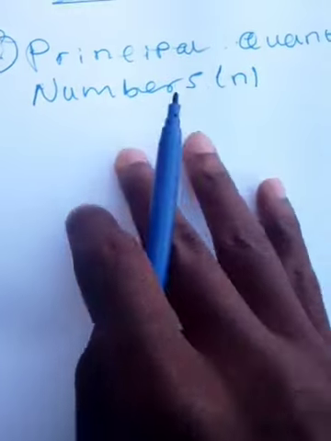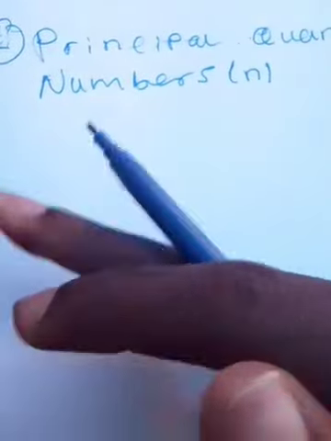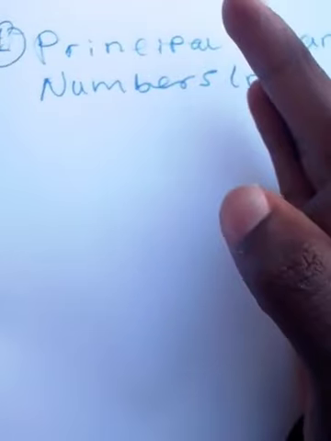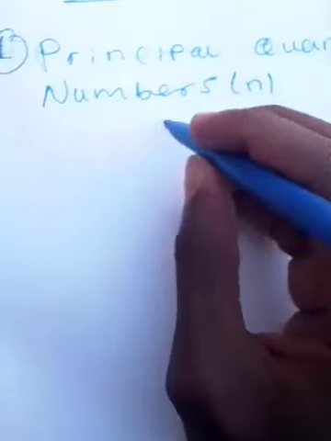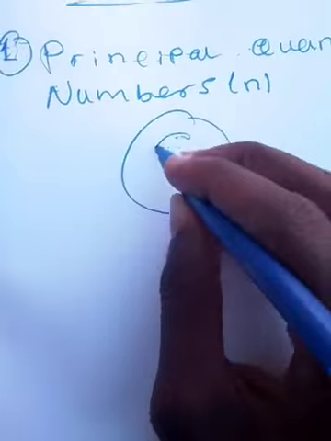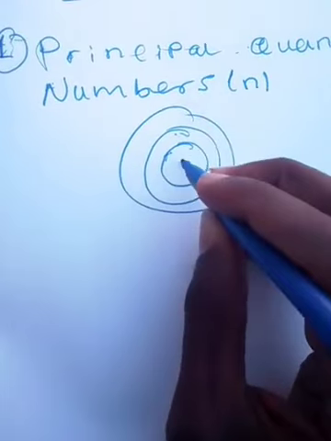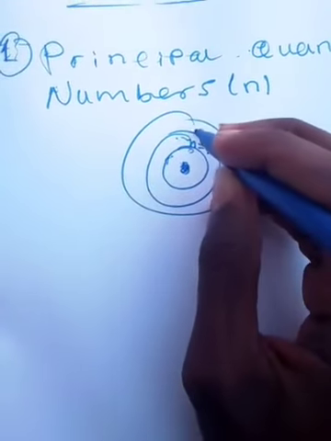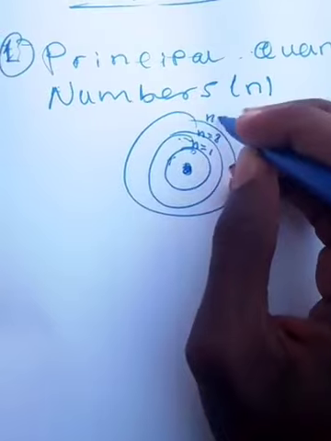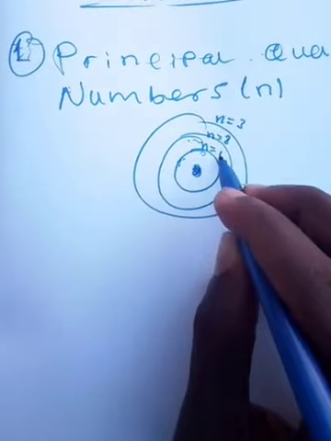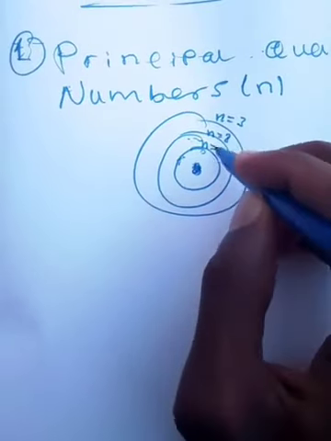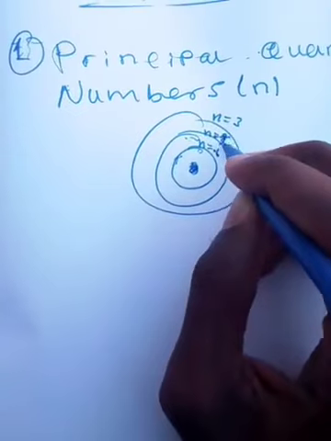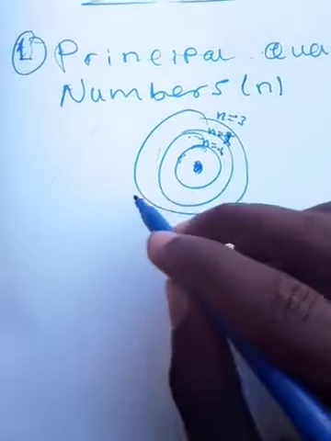So the principal quantum numbers represent the shell, the energy level, or the orbit, okay? For instance, let's say you have, I know the circles aren't perfect, this is the nucleus, this is N1, this is N2, this is N3. So now, this quantum number here represents the first what? The first shell. N2, the second shell. N3, the third shell. Okay?